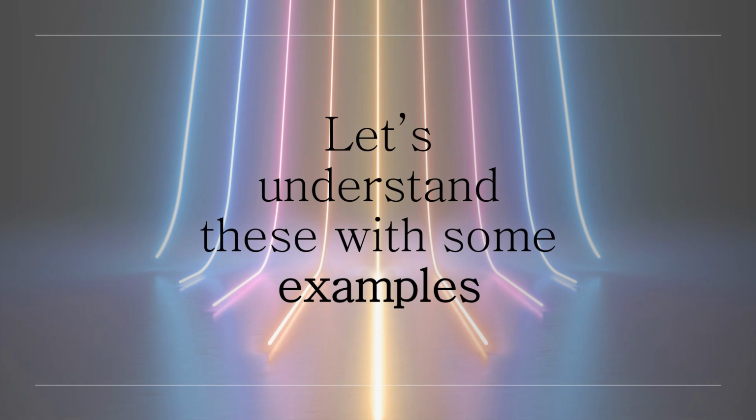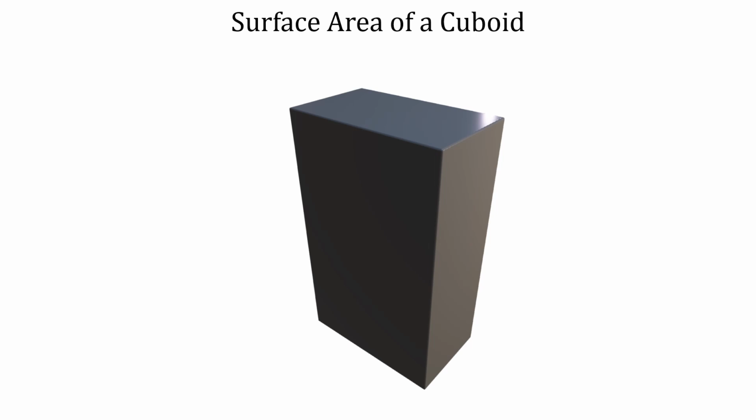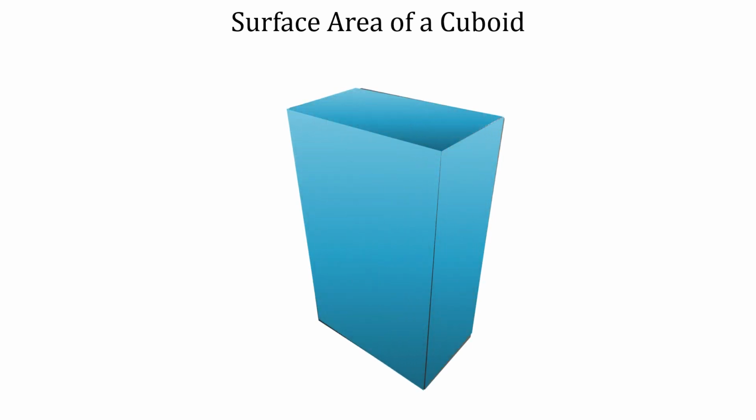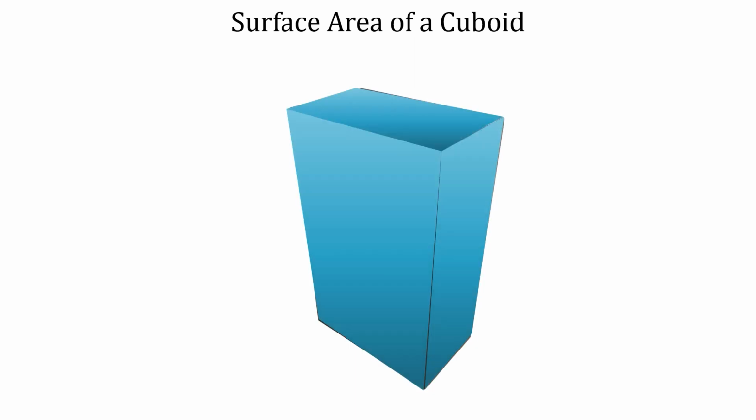So after hearing the story, let's understand these with some examples. Surface area of a cuboid is, like we know, the total area of all exposed outer surfaces of an object. It is like a skin that covers and protects the body or the object.